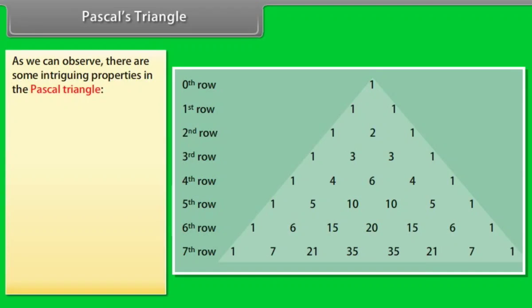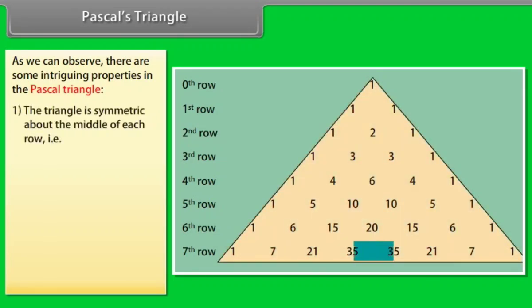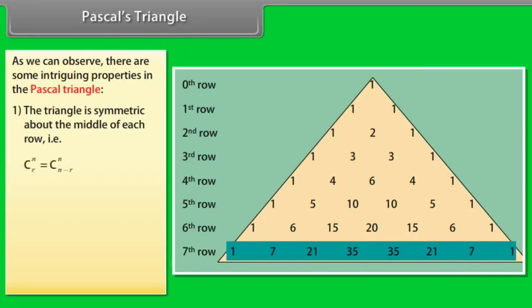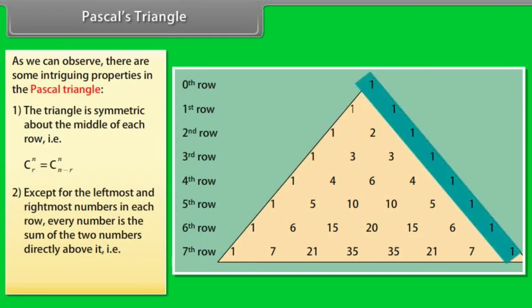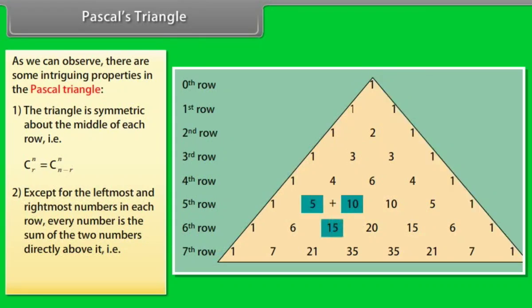As we can observe, there are some intriguing properties in Pascal's triangle. The triangle is symmetric about the middle of each row, that is, nCr is equal to nC(n-r). Except for the leftmost and rightmost numbers in each row, every number is the sum of the two numbers directly above it. That is, nCr is equal to (n-1)C(r-1) plus (n-1)Cr.